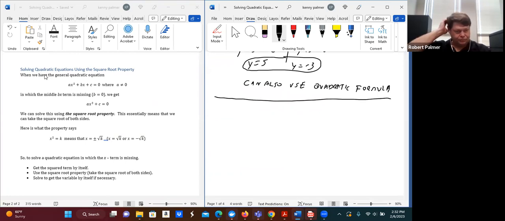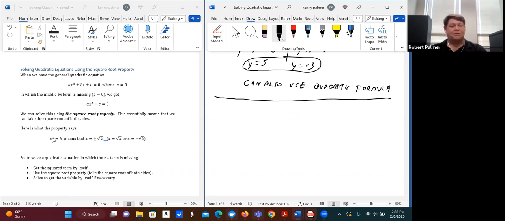Okay, so over here, once again, we have a general form. Now, what we're missing, if b is 0, which means we're missing this middle term, we have a quadratic equation that looks like this. Okay, just a square term and a constant. Well, in that case, you can't really factor it. And you can also use the quadratic formula, but the best thing to do is what's called the square root property. Okay, and essentially we're kind of taking the square root of both sides.